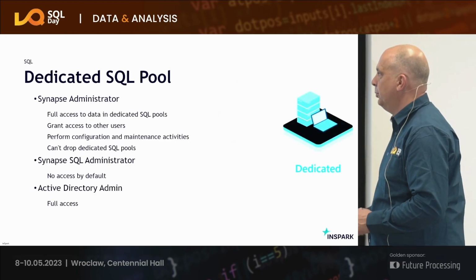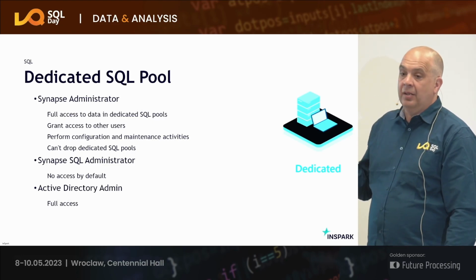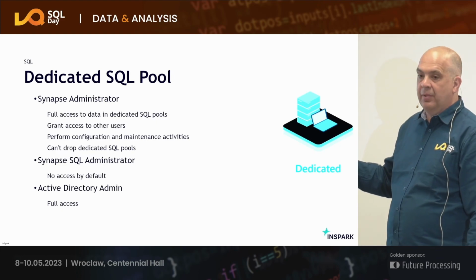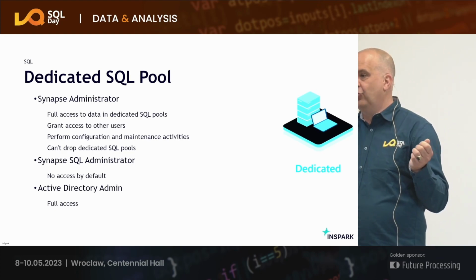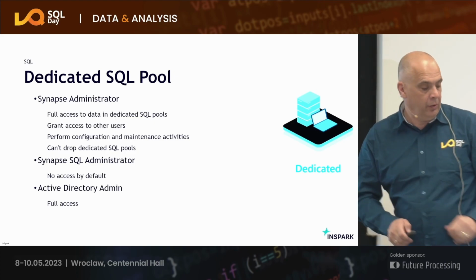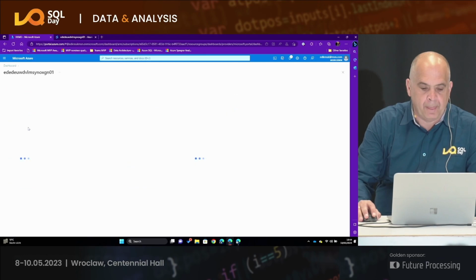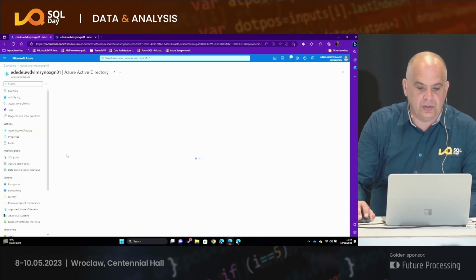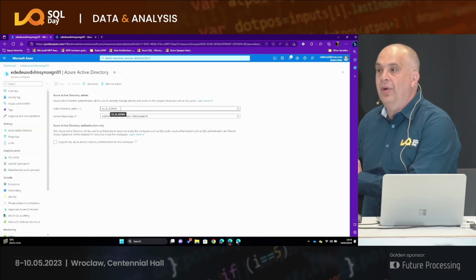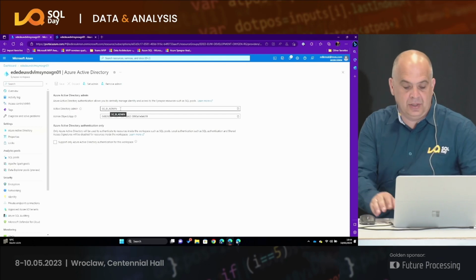And then we have the dedicated SQL pool. The administrator, of course, is admin, with full access to data. I can grant access to other users, because that's very important as well. And we have also the Active Directory admin. So that person doesn't need to belong to the Synapse environment, but if this person is in the group, on the workspace, we have the Azure Active Directory. So if you belong in this group, in the security group BI admins, then you have the full access control to your dedicated SQL pool. So not your serverless, but your dedicated SQL pool.